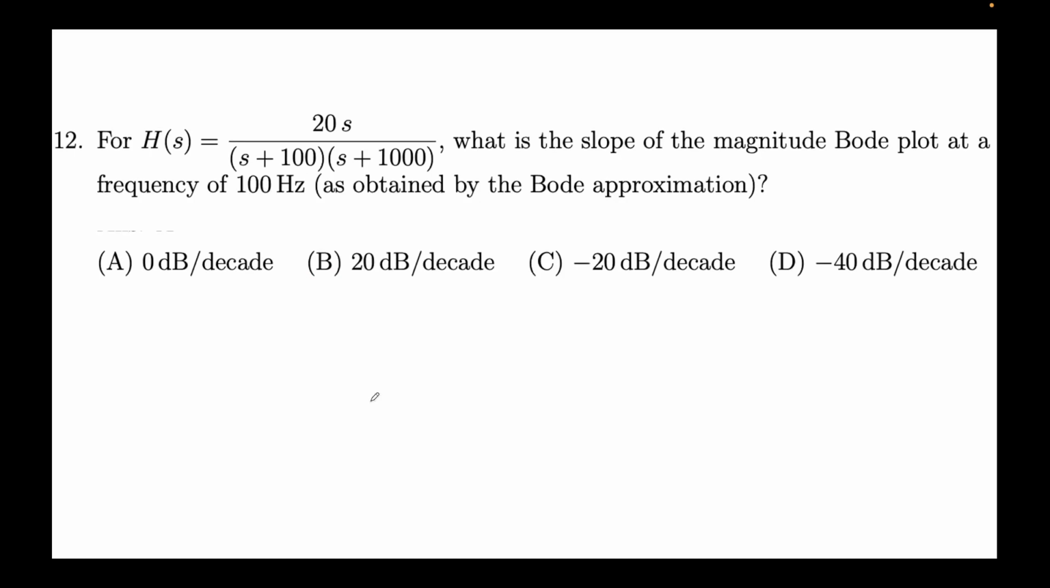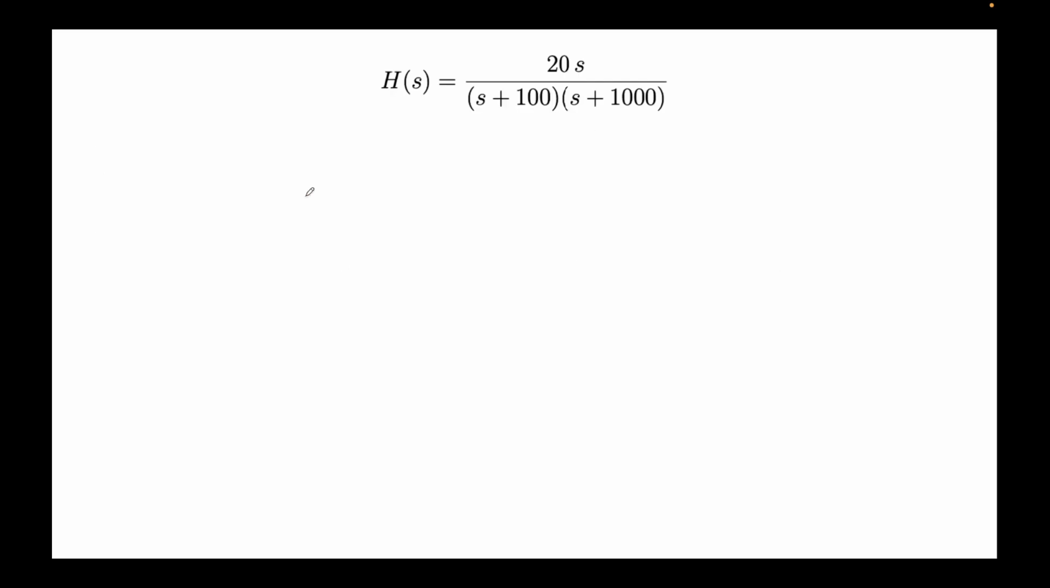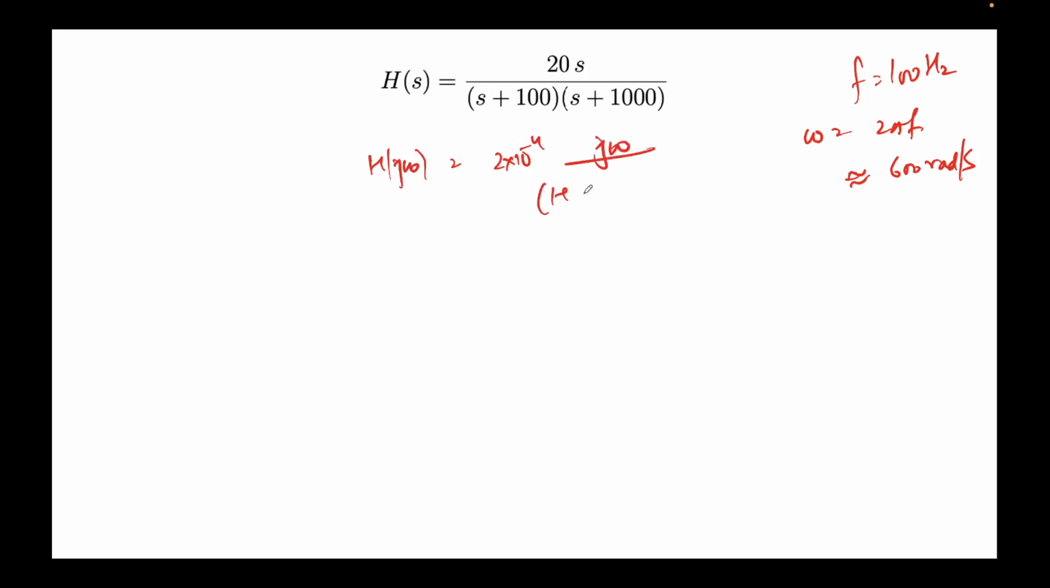Okay, so same problem, but this time the frequency is 100 Hertz. Quickly do that. F equal to 100 Hertz. Omega will be 2 pi f, so this will come out to be 200 pi, approximately 600 radians per second. I write this again down as 2 into 10 to the power minus 4 j omega over 1 plus j omega by omega 1 times 1 plus j omega by omega 2. Omega 1, remember, was 100, omega 2 was 1000.